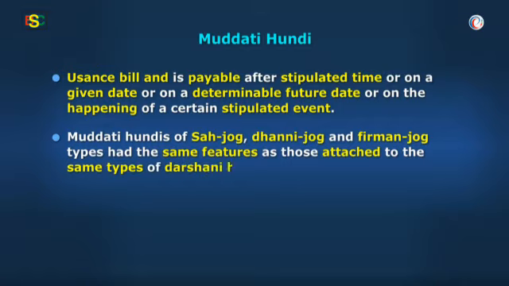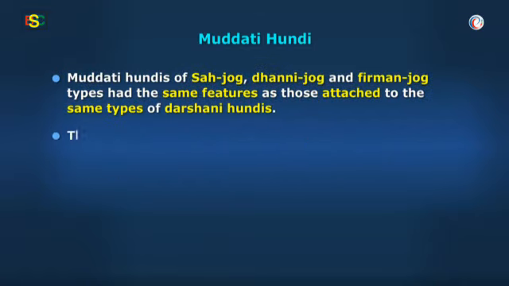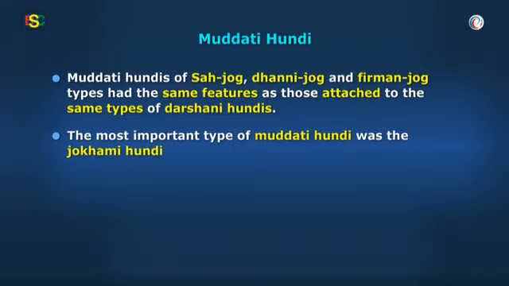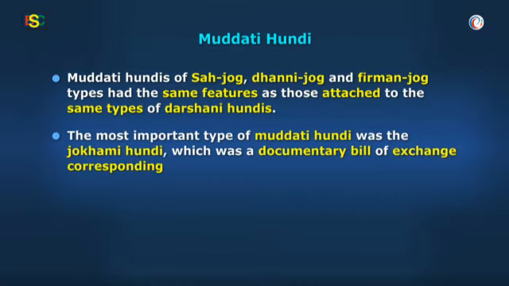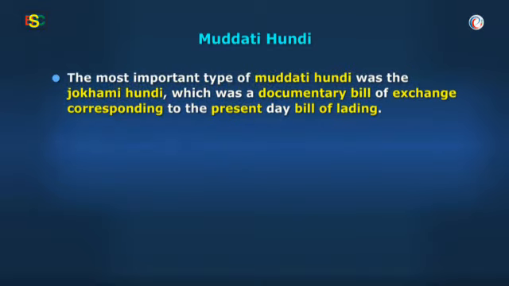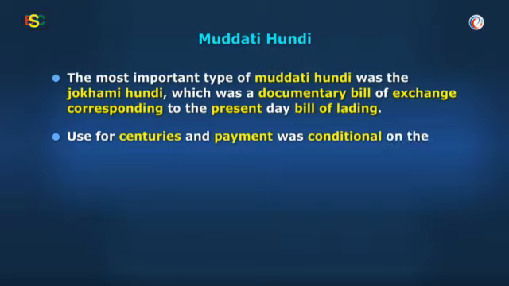types of Darshani Hundis. However, the most important type of Muddati Hundi was the Jokhmi Hundi, which was a documentary bill of exchange corresponding to the present-day bill of lading. This had been in use for centuries and payments were conditional on the safe arrival of goods.